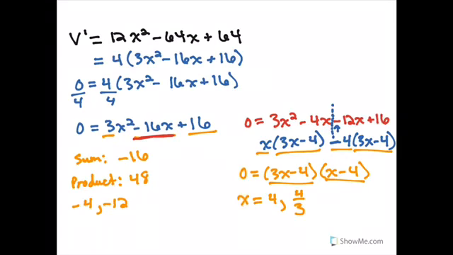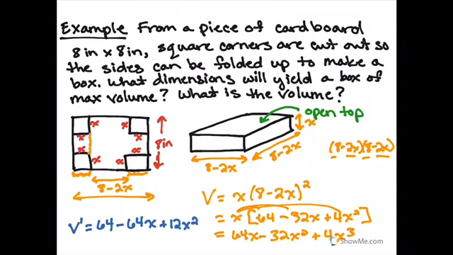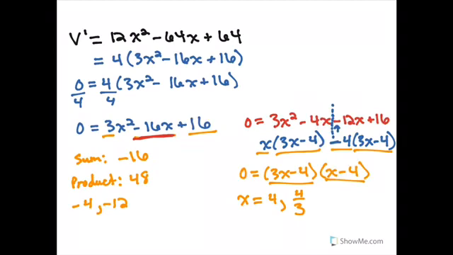Let's go back and look at our box for a minute. If x equals 4, what's going to be this length? Oh, that's 0. It would be 0. So 4 is not an option here. So x must be 4/3, and that's the height of our box in inches.